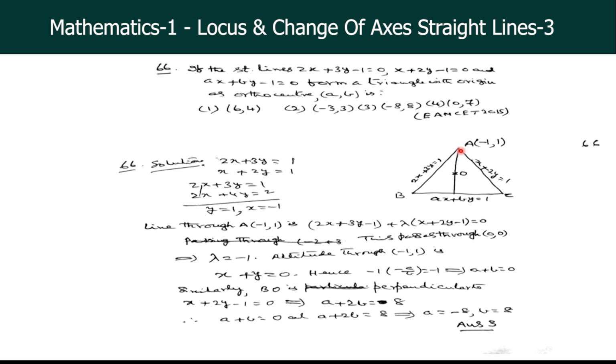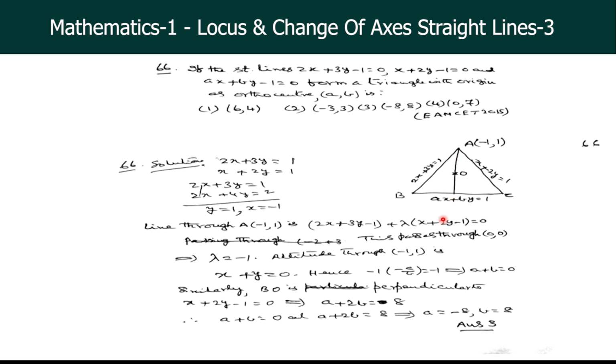A is the vertex (-1, 1). So the line through A(-1, 1) is of the form (2x + 3y - 1) + λ(x + 2y - 1) = 0, because it is the point of intersection of these two lines, 2x + 3y = 1 and x + 2y = 1. This passes through the origin, because this is the perpendicular.